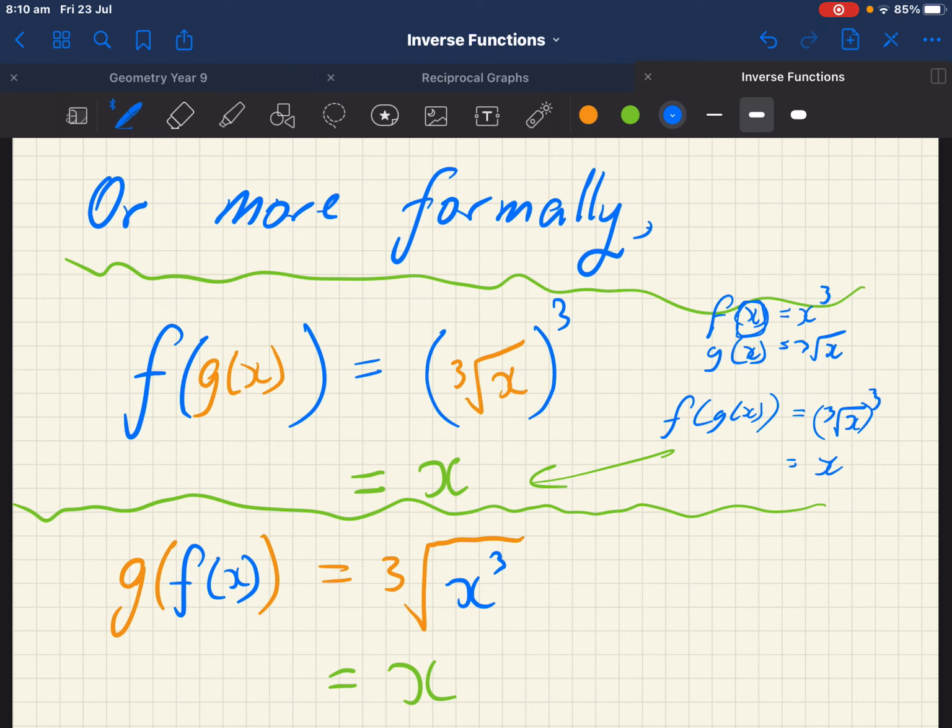If you look at the other one, you could have written it the other way, g(f(x)), and the same sort of thing happens. You rewrite g(x), but replace x with the f(x) function. They end up undoing each other, returning you back with x. So in this case, we can see that the function and its inverse do end up undoing each other.